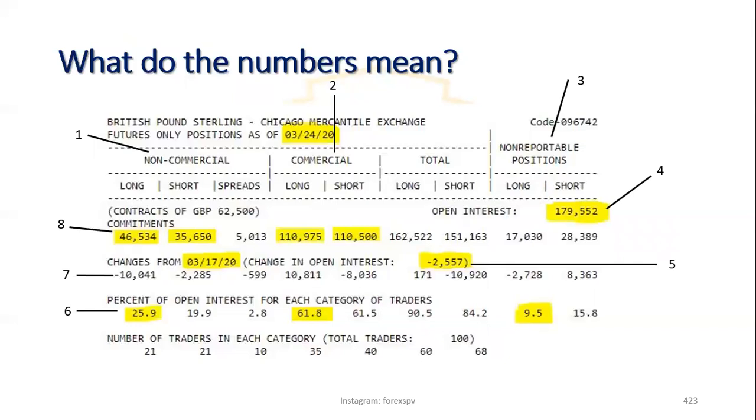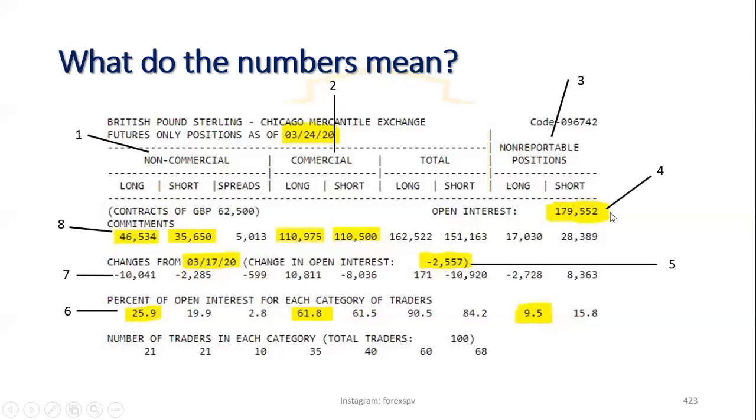website. So this is British pound sterling for CME, Chicago Mercantile Exchange. Future only positions as of 24th of March, year 2020. So we also have changes from 17th of March 2020. We have the non-commercials, we have the commercials, we have the non-reportable. So number of contracts for longs, for shorts, longs, shorts, longs, shorts. So we have the open interest and changes in open interest.